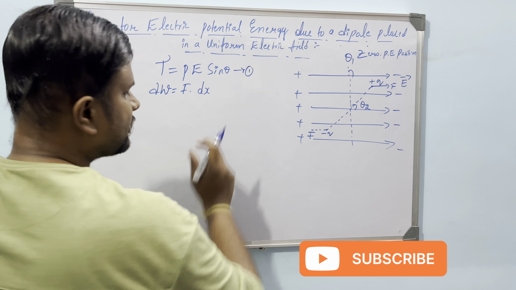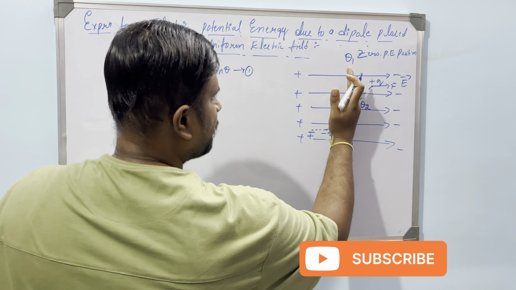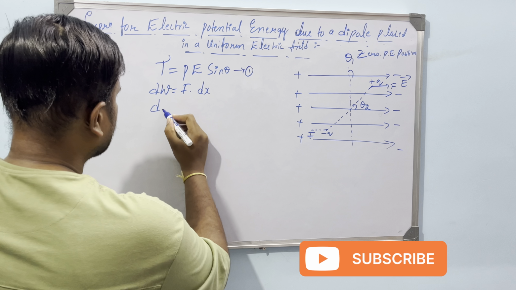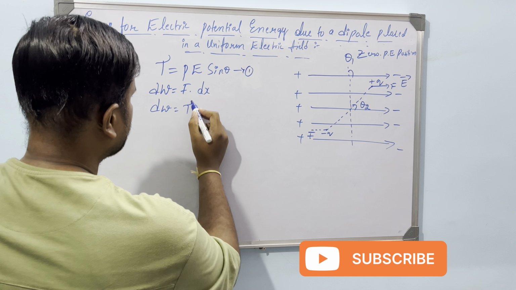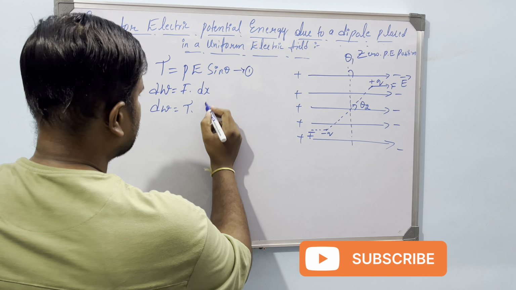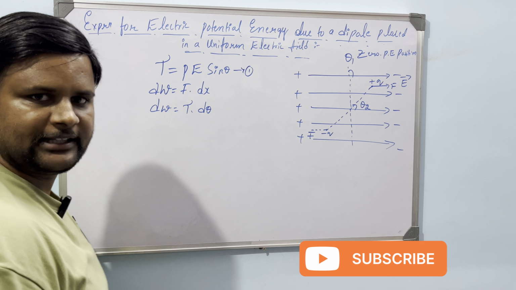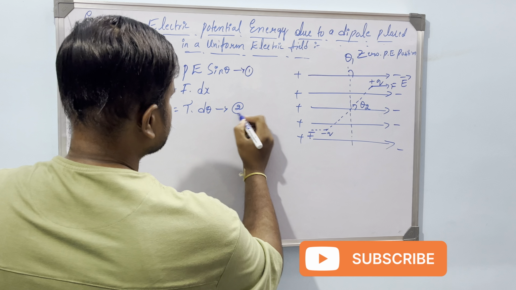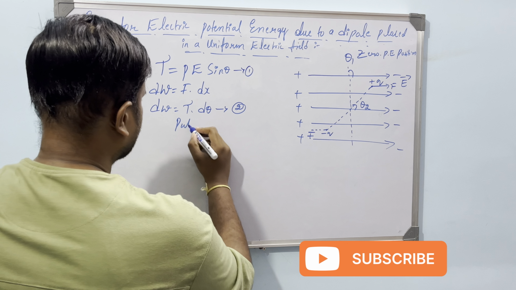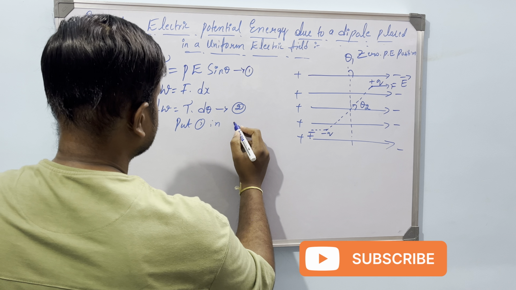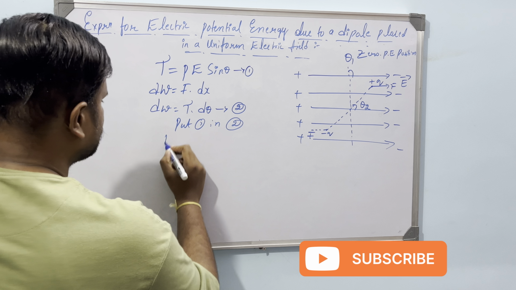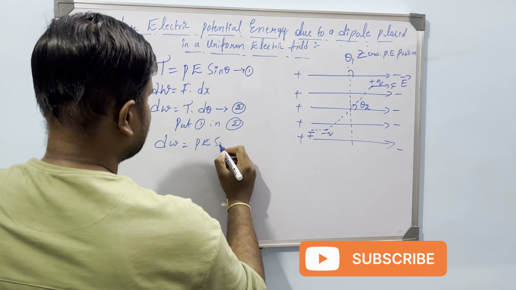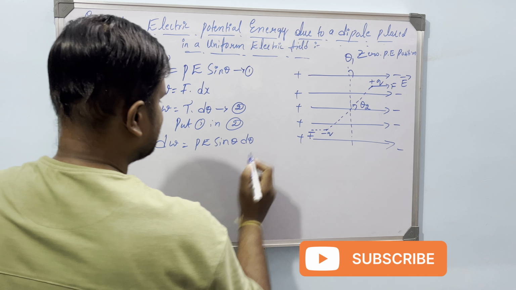This is for the linear case, but here the dipole is rotating. We need to take the angular case. What is the formula in the angular case? dW is equal to force, which becomes torque, and linear displacement becomes angular displacement d theta. Call this equation 2. Now put 1 in 2. It becomes dW is equal to PE sin theta into d theta.